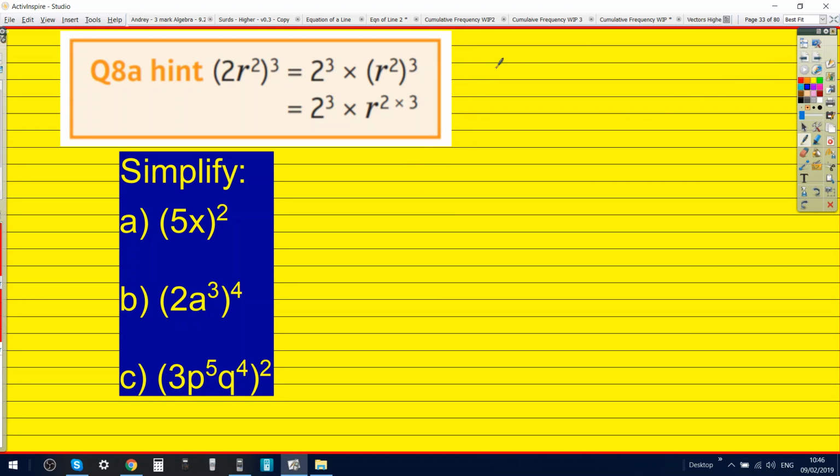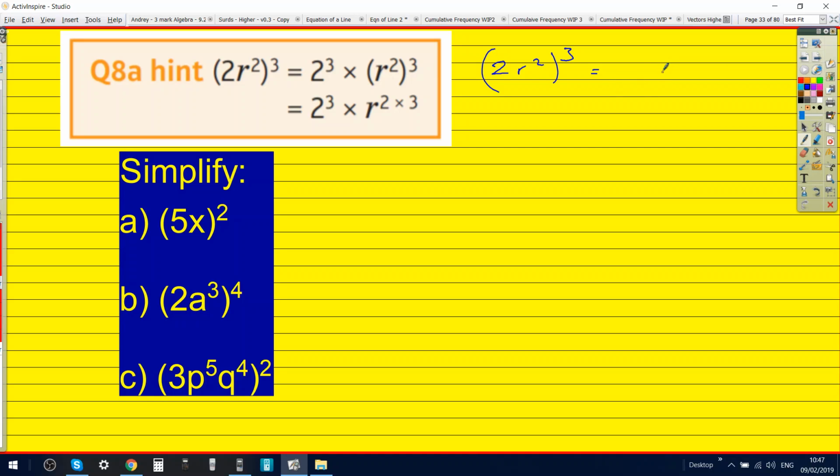Okay, how about this one? 2r squared cubed. So, would it be 2r to the power of 9? How did you get 9? So, because these two r's, times in 2 and 3 together, so that got 6.